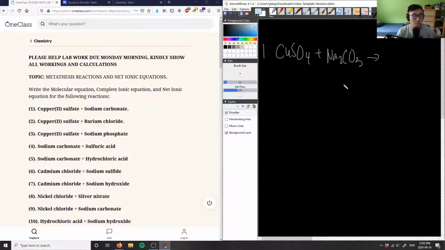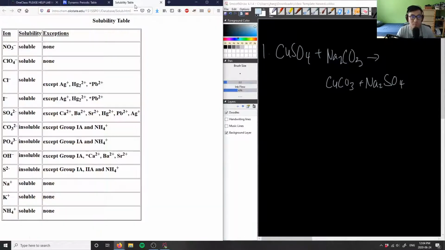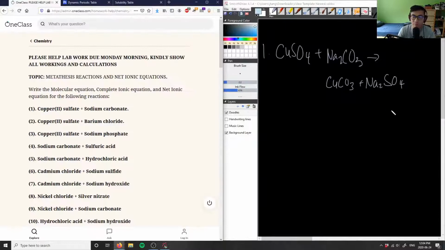What we need to figure out is which one is insoluble in water. So we have copper sulfate and sodium carbonate here. It's going to be a double displacement reaction, so we're going to get copper carbonate plus sodium sulfate, which is Na2SO4. And we can look at our solubility table and figure out which one is going to be the insoluble product. We can look at copper carbonate here. It says insoluble except group 1 and ammonium. Therefore, this one is going to stay in the solid form, and this one would be aqueous, and these would be in solution as well.